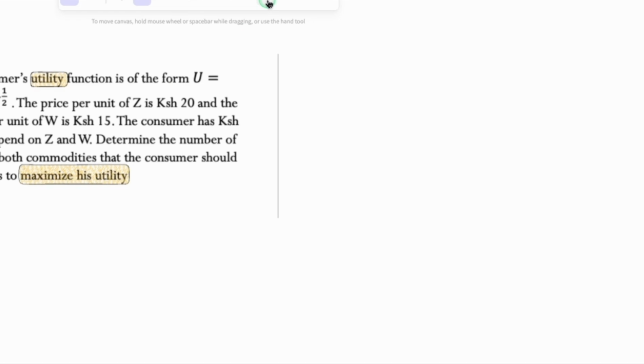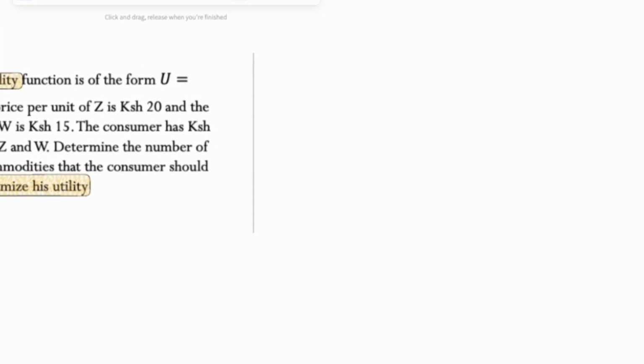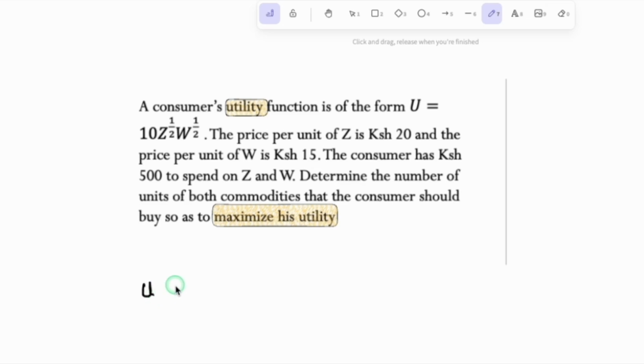So first of all, let's identify what we've been given here. We've observed that we have a utility function that is already stipulated as U is equal to 10 Z to the power of a half, W to the power of a half. And we do have to formulate a constraint function. We formulate the constraint function based on the information that we've just been given. They are telling us that the consumer has 500. That's our limitation. That's our budget. 500 to spend on Z and W. So that means 500 must be equal to something.